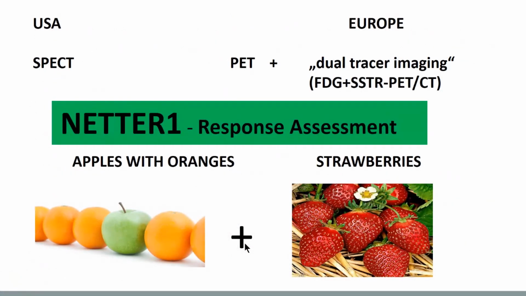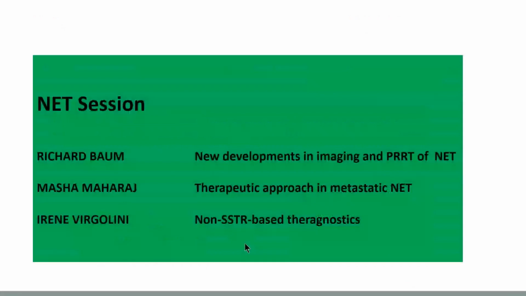Always have in mind that we sometimes compare results from Europe and the US. We compare SPECT and PET, and also in Europe, we mainly perform dual tracer imaging, which means somatostatin receptor PET and FDG PET. And I dare to say that we sometimes compare apples with oranges and sometimes strawberries too.